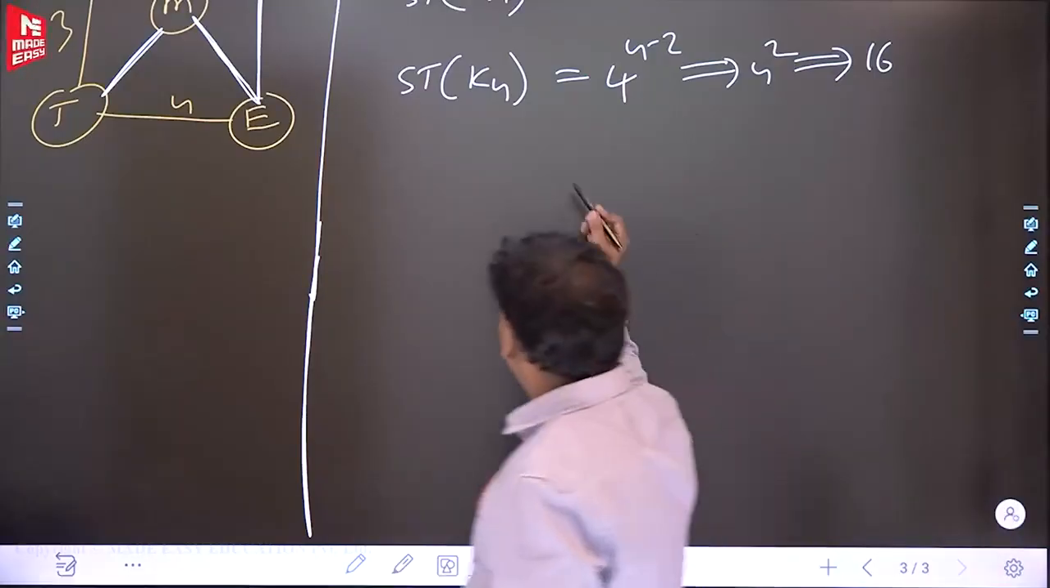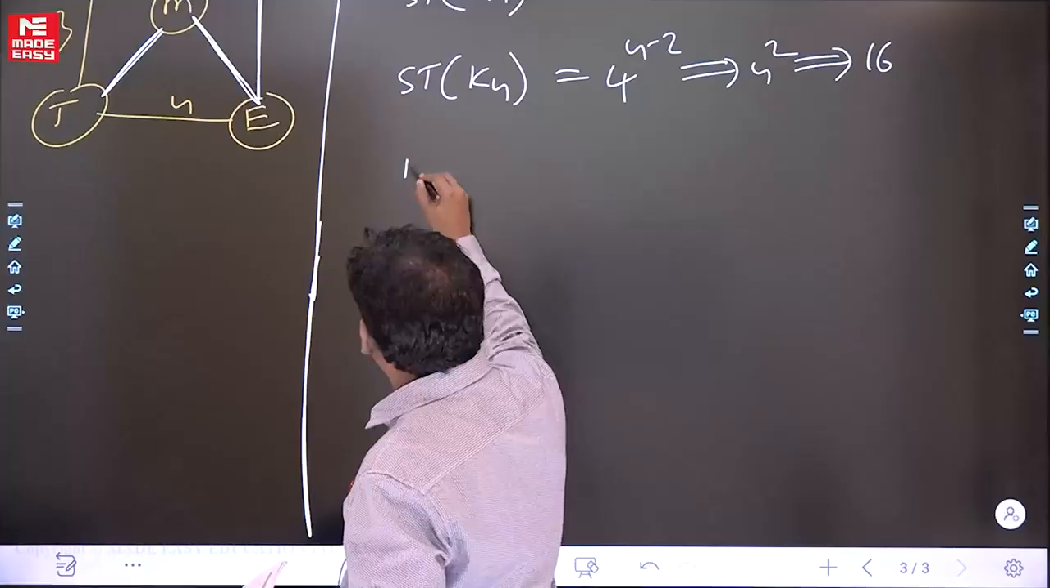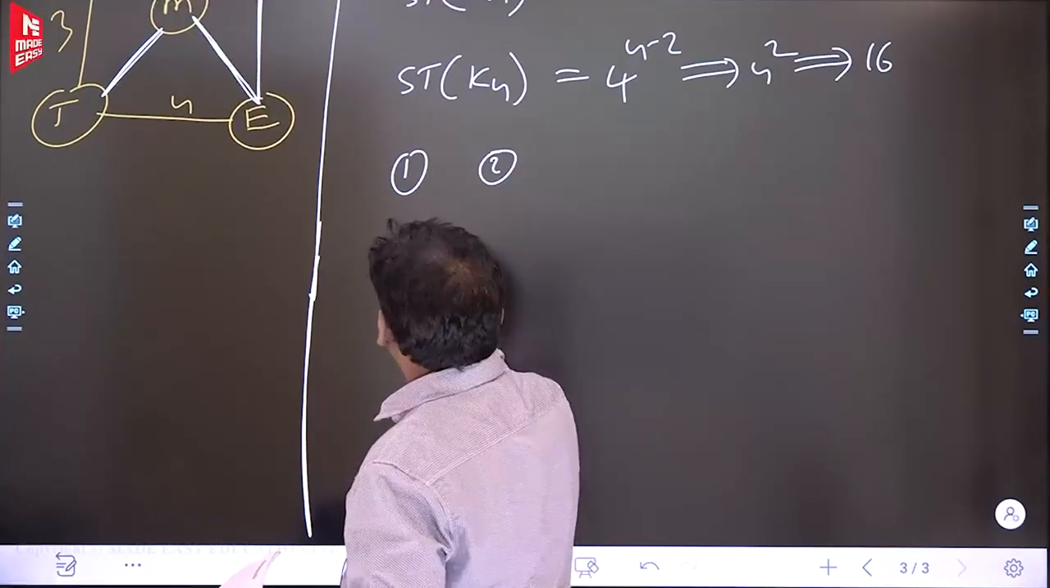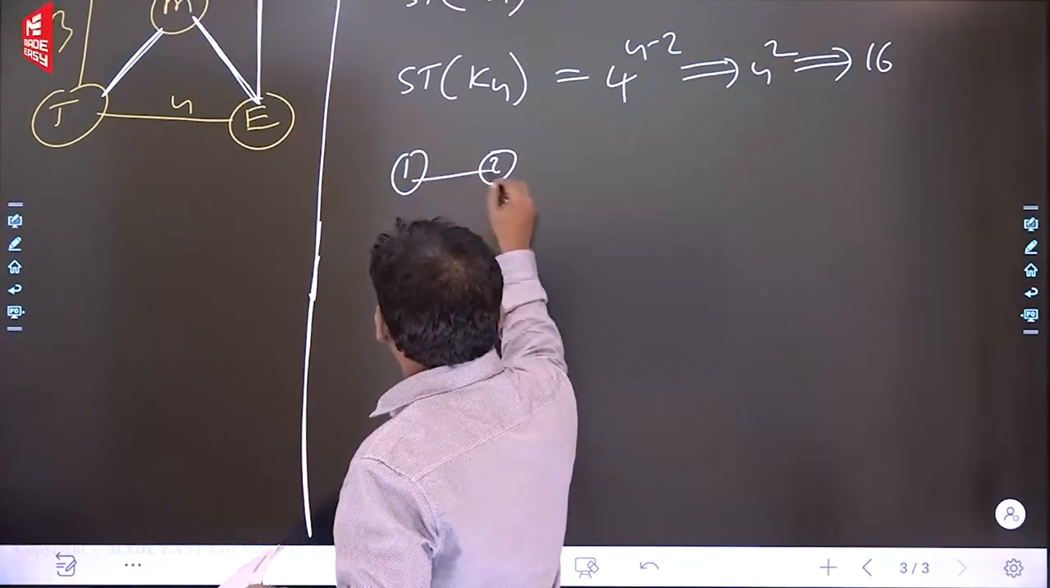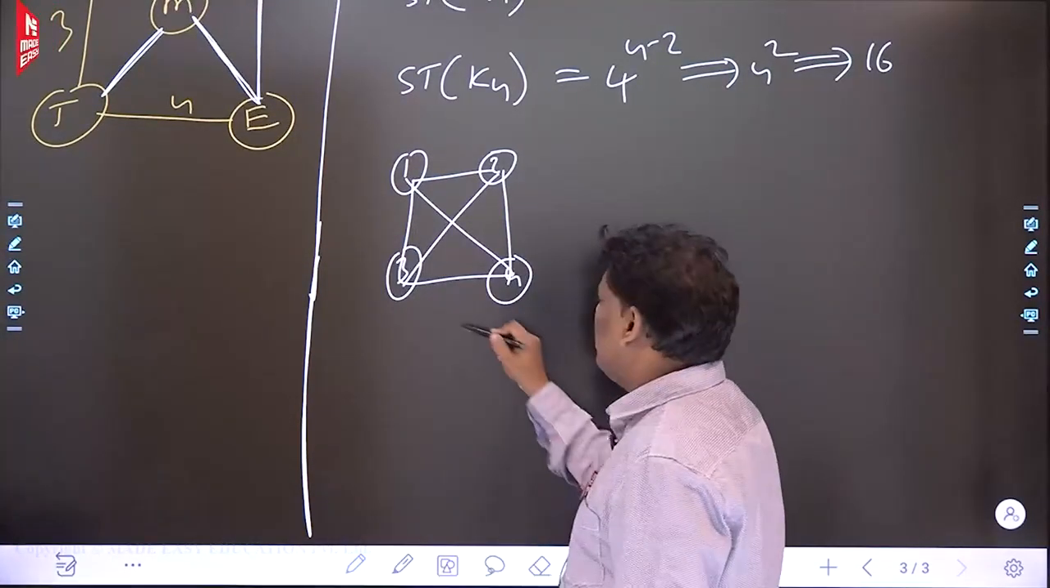K4 contains 16 spanning trees. See correctly now: 1, 2, 3, 4. It is the K4. K4 contains 16 spanning trees. It is the K4, it's okay.